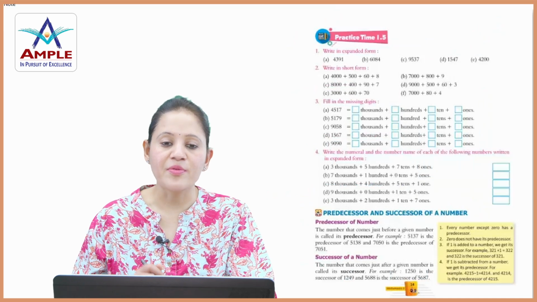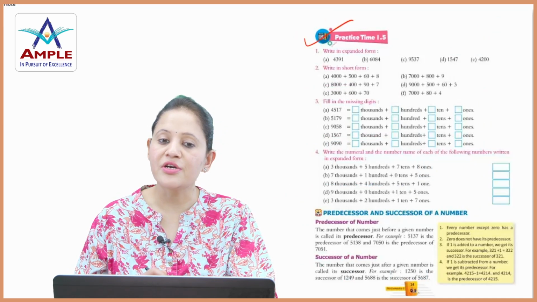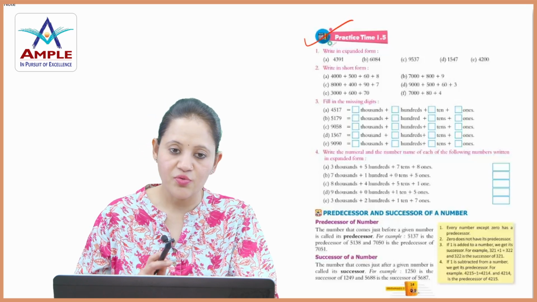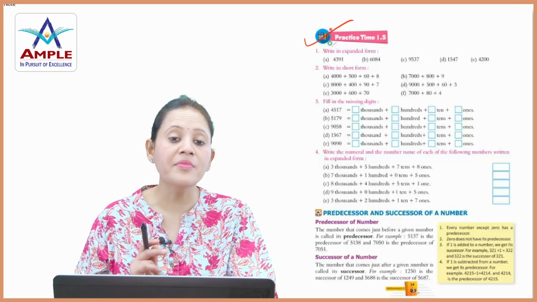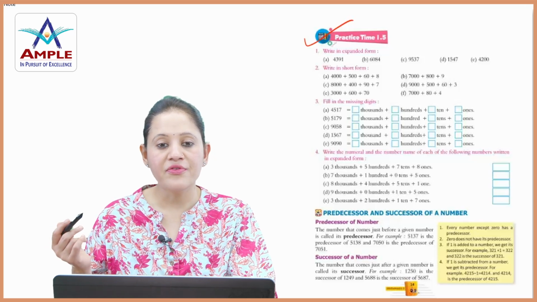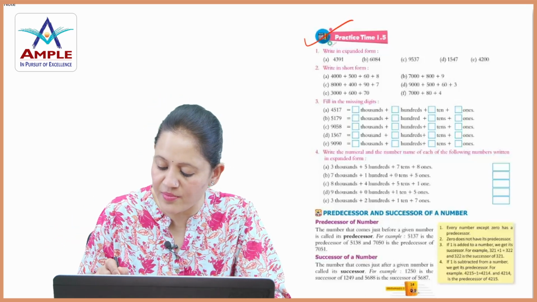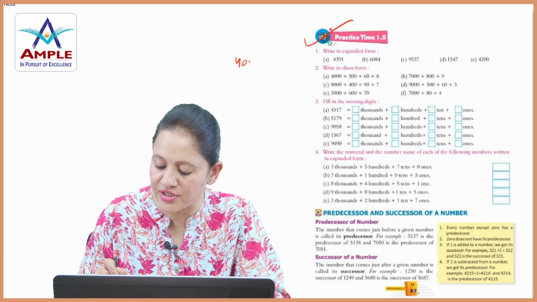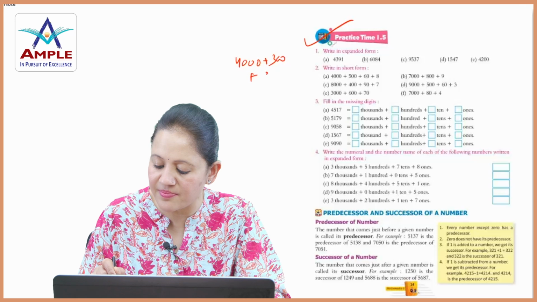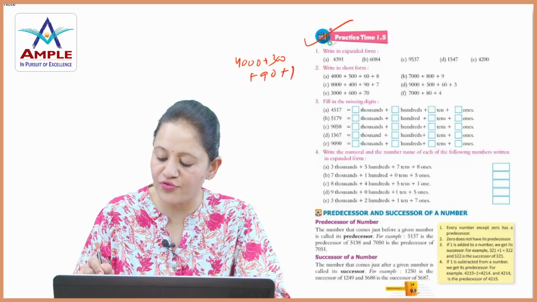Next, practice time 1.5. Write the expanded form of 4391. So we know what the expanded form is. Write the number as the sum of the place values of the given digits. So the expanded form of this number will be 4000 plus 300 plus 90 plus 1. Clear?